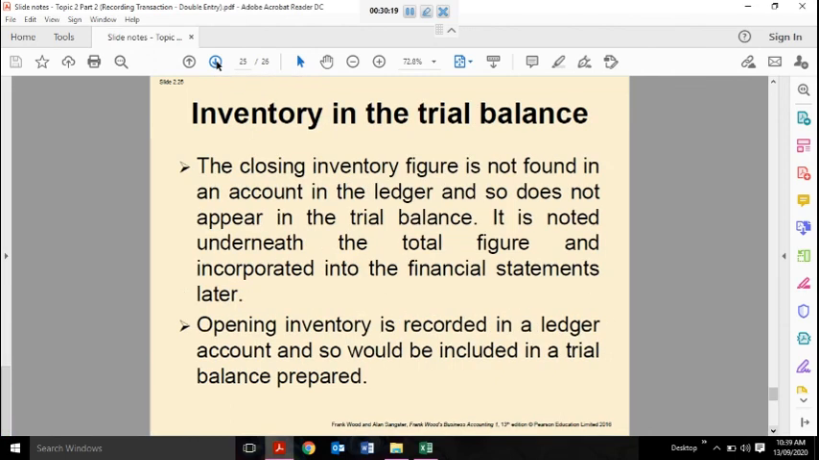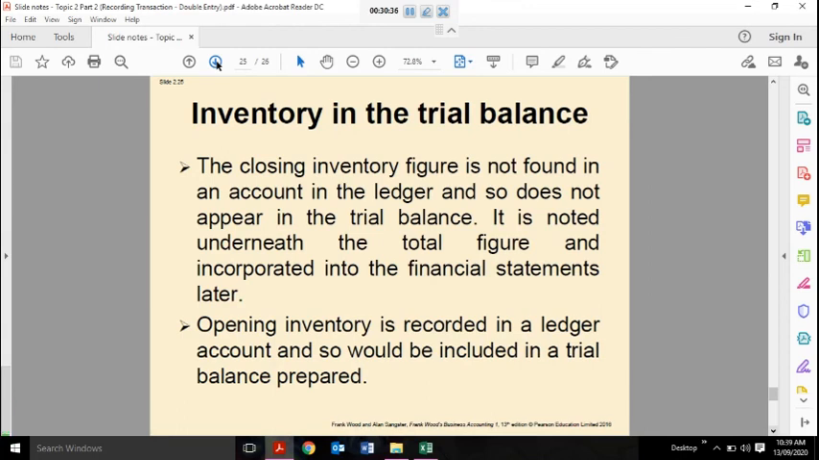Okay, inventory in the trial balance. What will happen to this one? The closing inventory figure is not found in the ledger account, and so does not appear in the trial balance, because you only find the details of the inventory in the financial statements.